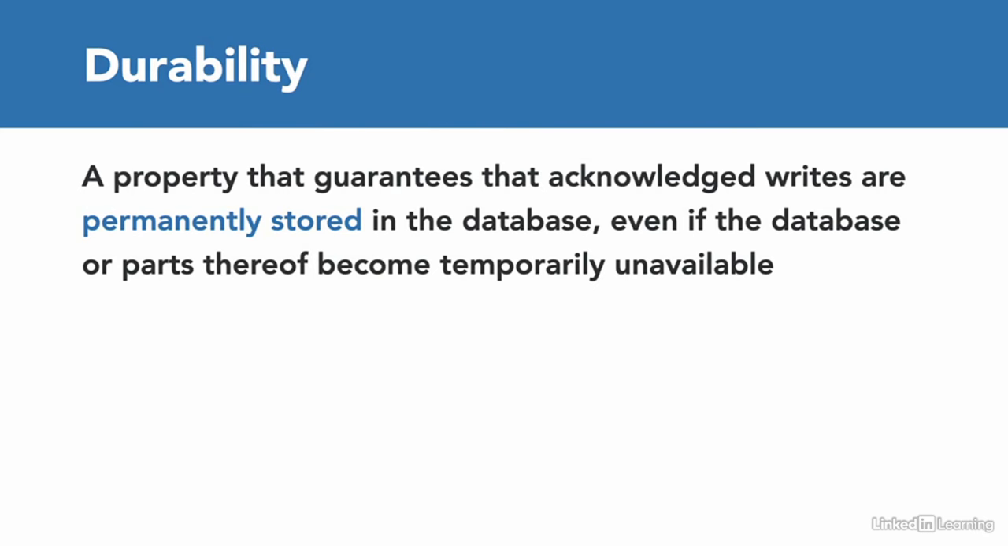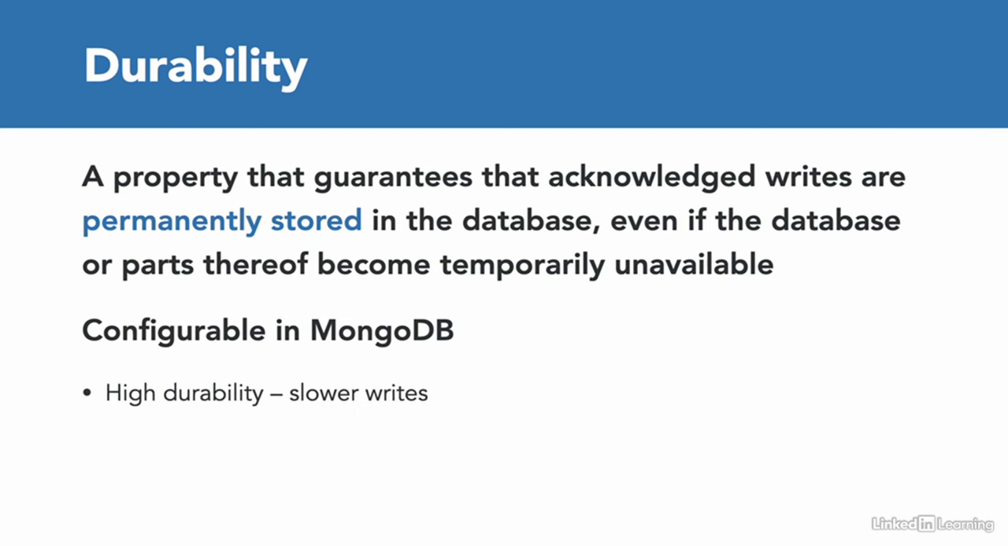When inserting data into a database, a concept that you should be aware of is durability. Durability is a property that guarantees that acknowledged writes are permanently stored in the database, even if the database or parts thereof become temporarily unavailable. In MongoDB, you can configure the level of durability. You can choose to have high durability, but then writes will be slower. Or you can choose to have low durability, but faster writes.